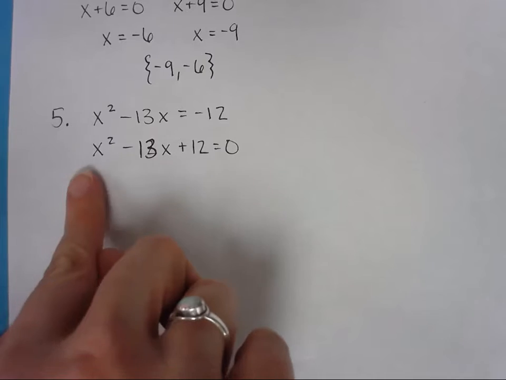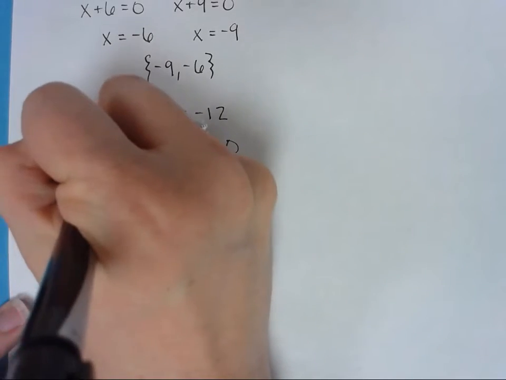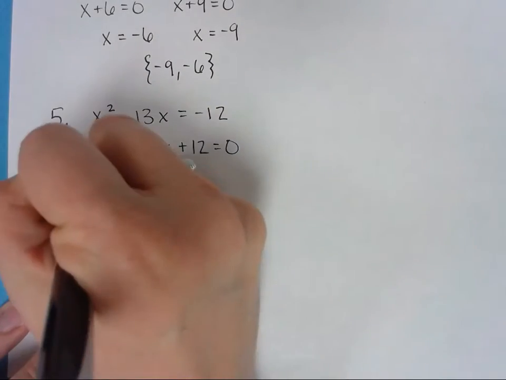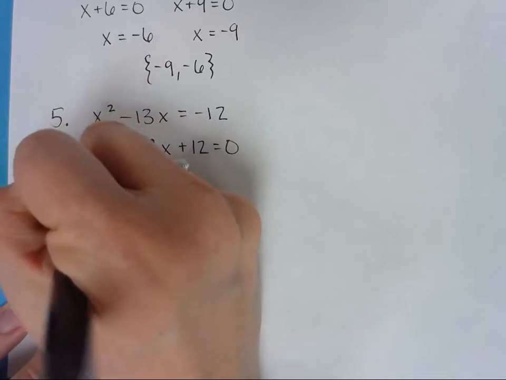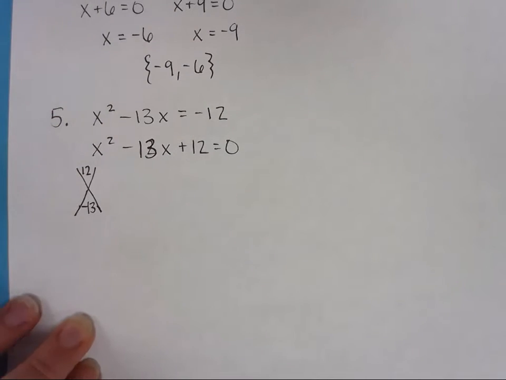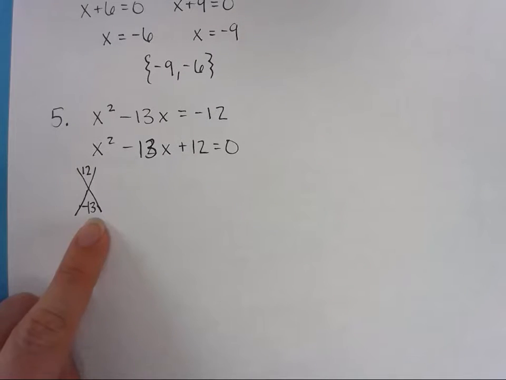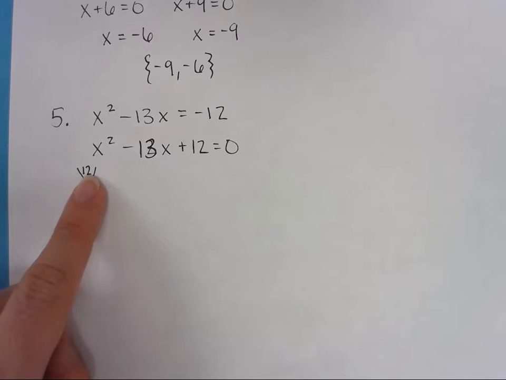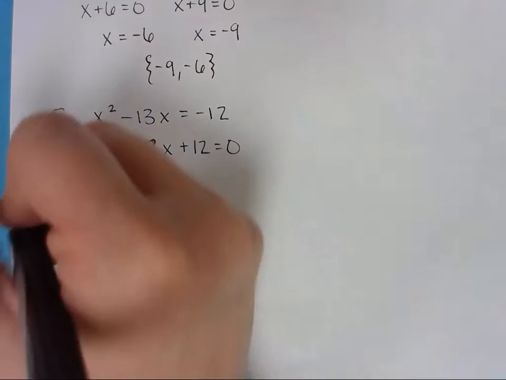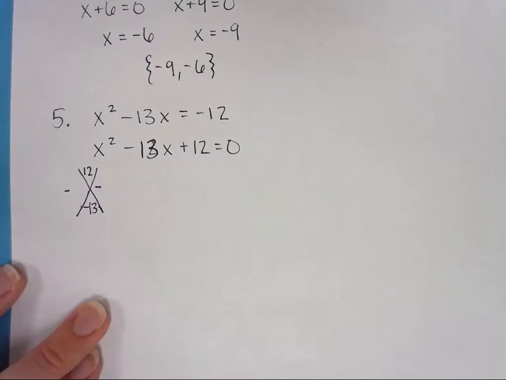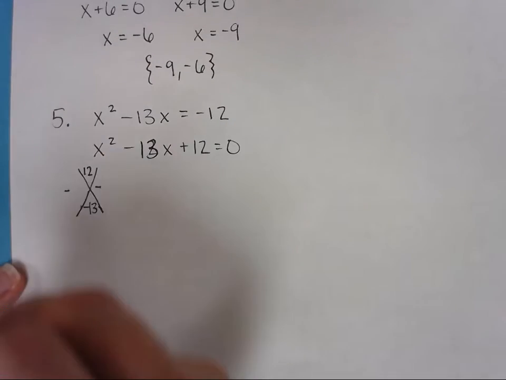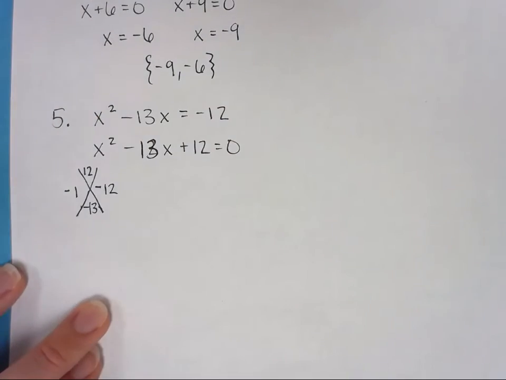Do your a times your c to find factors of 12 that give you a negative 13. If you need to list the factors to find them, feel free to do that. If you're trying to get a negative 13, but multiplying to get a positive, you know you have to have a negative times a negative. I can quickly identify 1 and 12 as my factors, but feel free to write them out if you need.